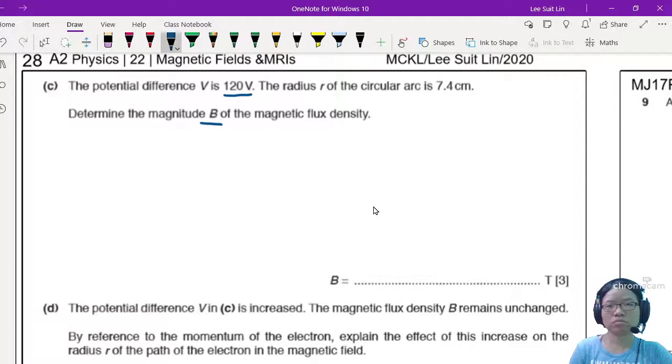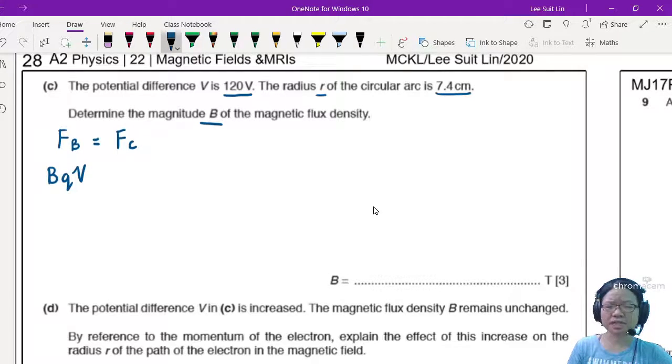Okay, I guess you could be thinking, can I use B? I would prefer not to do so because I can think of a very straightforward way. Magnetic force is the one that causes it to move in a circular arc. So magnetic force provides centripetal force. For a moving charge, the magnetic force will be BQV.